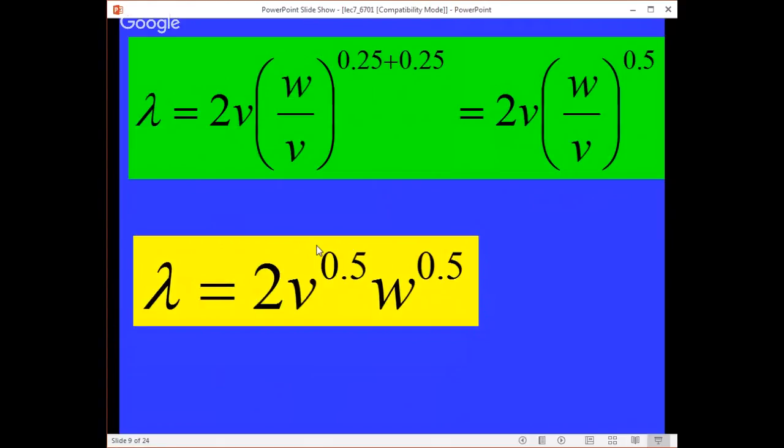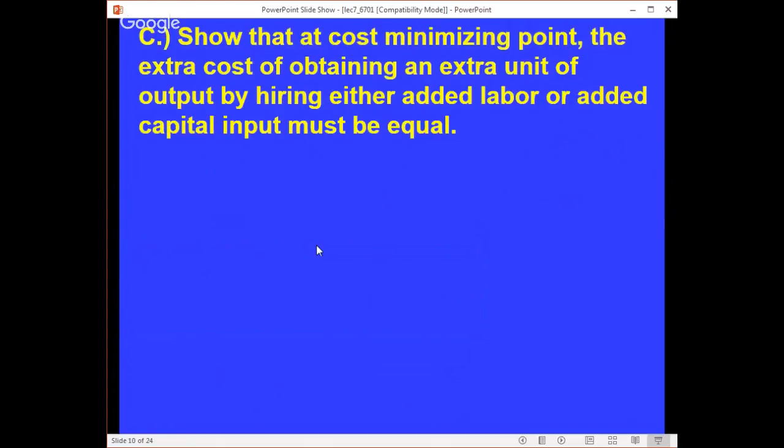Entonces, by the way, in the practice exam, is it 0.5 and 0.5? No. Okay. Okay. See? ¿Fui muy rápido?